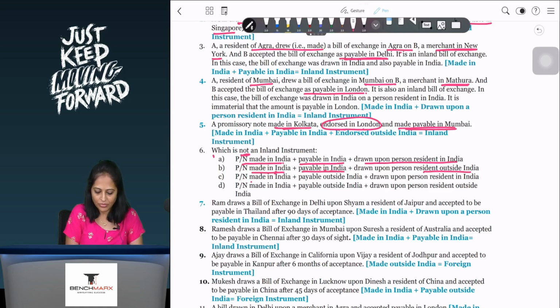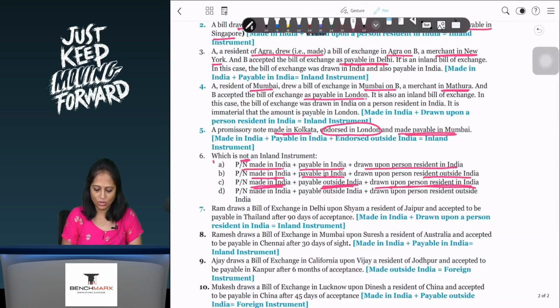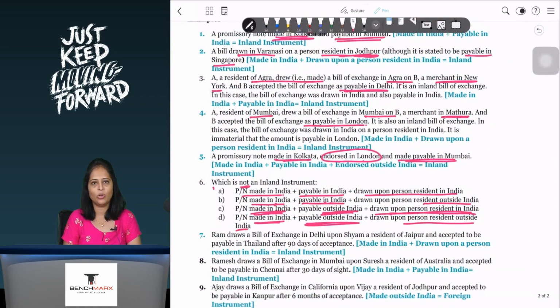Third saying, made in India, payable outside India. Now it's saying payable outside India. So I have to see one more condition. What is the third condition I have to see, which is whether it is drawn upon a person resident in India. Yes, it is. So if it is drawn upon a person resident in India, here it's an inland instrument. So this is also an inland instrument. Last is made in India, payable outside of India, plus drawn upon a person resident outside India. So, my second condition here, everything is outside India, and because it is outside India, it will be called a foreign instrument. So, answer here will be answer D.